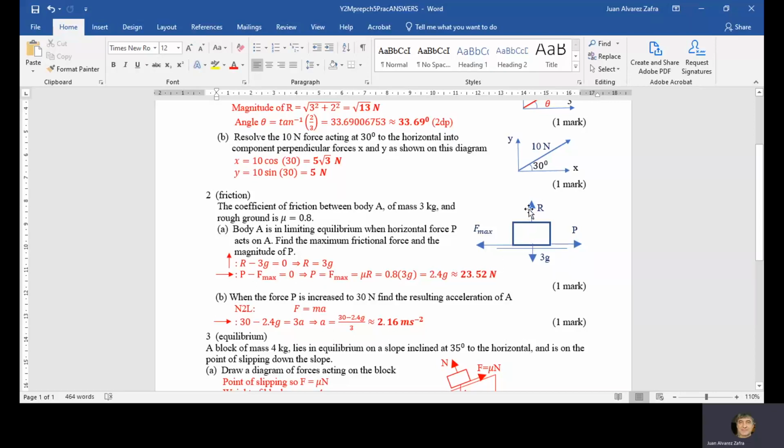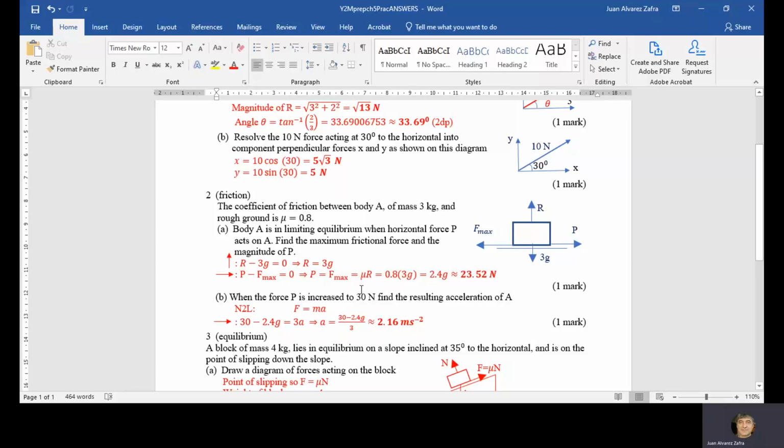So if you increase the contact force by maybe pressing down or increasing the weight, then the maximum frictional force would increase for the same coefficient of friction. The higher the coefficient of friction, the stickier, if you like, is the object, the more it will resist being pulled.